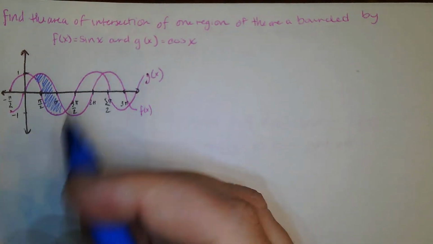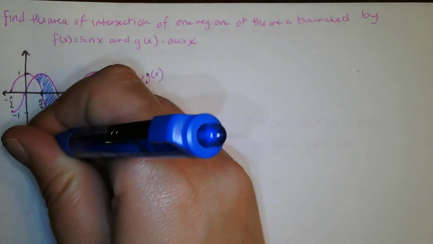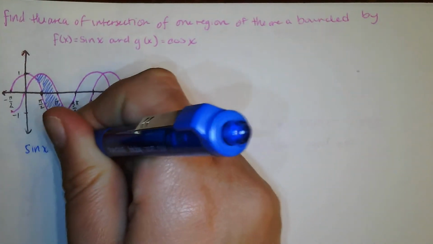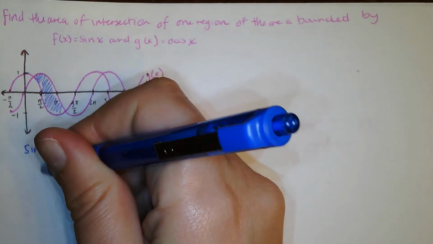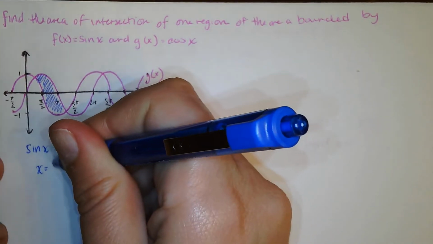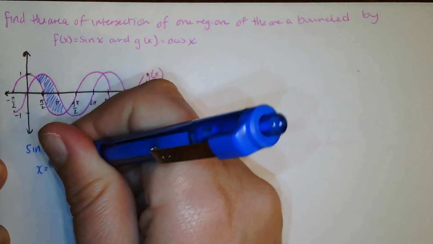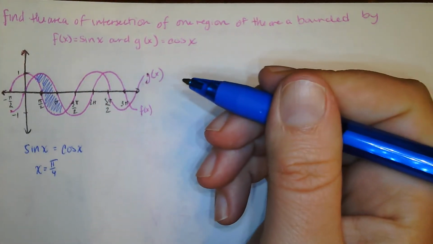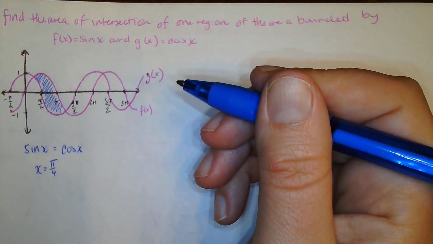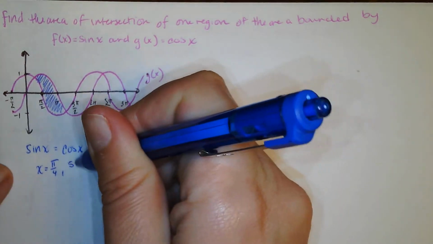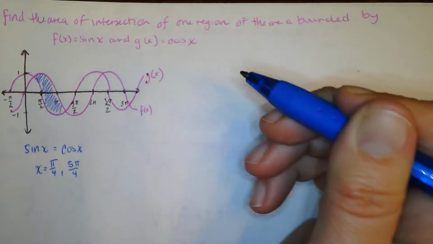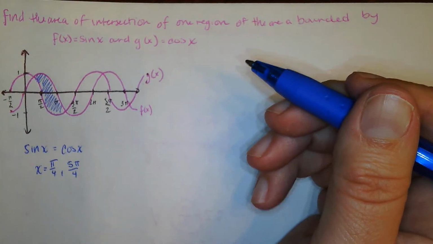If you see, granted my graph isn't perfect, but this region, they're all identical. So we have to see when they're equal. Well, when is sine of x equal to cosine x? That occurs at, let's see, pi over 4. They're equal. And at 5 pi over 4. That's when they are equal.